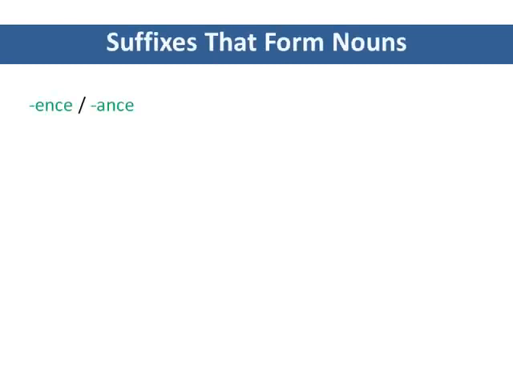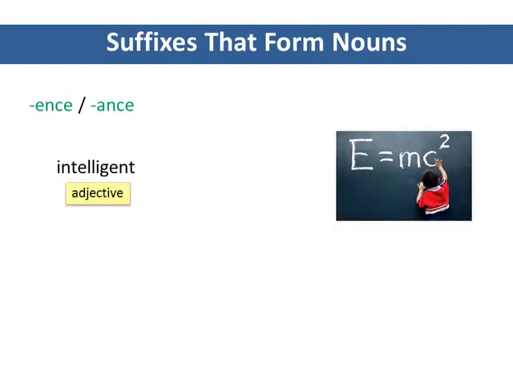Two common suffixes that form nouns are ence and ance. We can start with an adjective, intelligent, and make it a noun by adding ence at the end, intelligence. Notice the spelling.